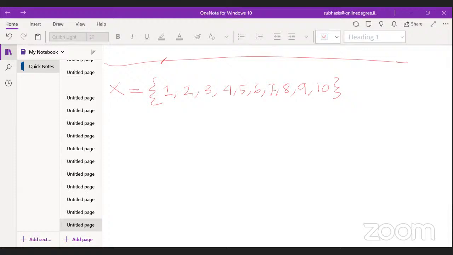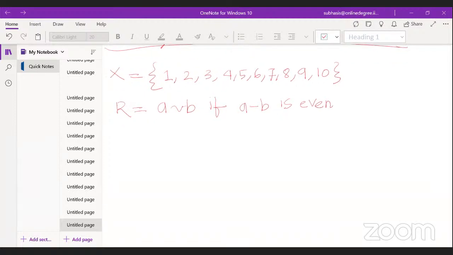So here I'm defining a relation R. What is my relation? A is related to B if A minus B is even, right? So can you tell me whether this relation is reflexive or not?